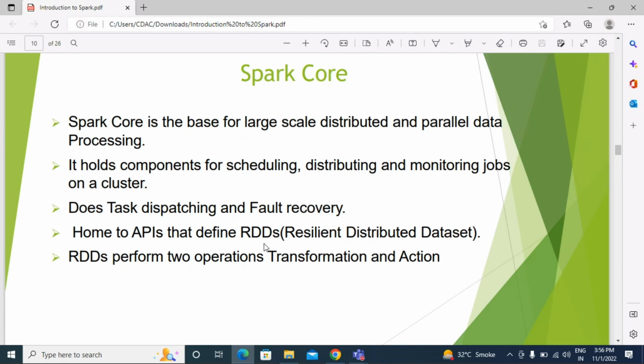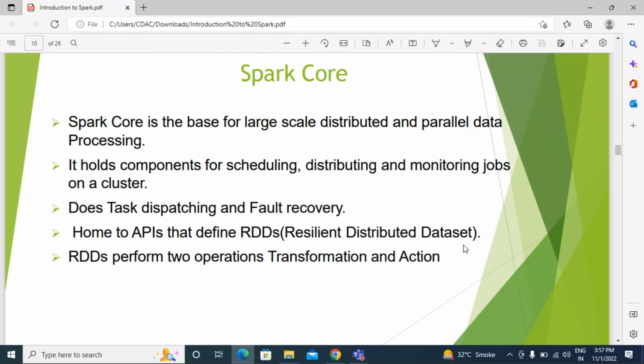It is home to the APIs that define RDDs. So basically, Spark Core holds the APIs which look after your RDDs. Now RDDs are resilient distributed datasets. These RDDs are the basic units of your processing. Basic units means that whatever data you have captured, the chunks of these RDDs are created so that the processing you apply over that data is carried out smoothly.